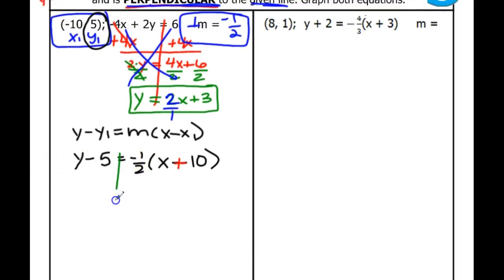Then we're going to draw our line down here so we can solve it. I'm going to distribute on this side. Negative 1/2, x plus 10. Negative 1/2 times x, just put them together.